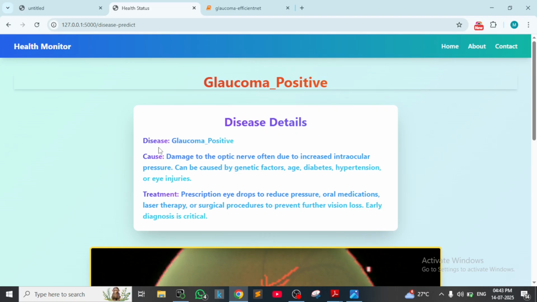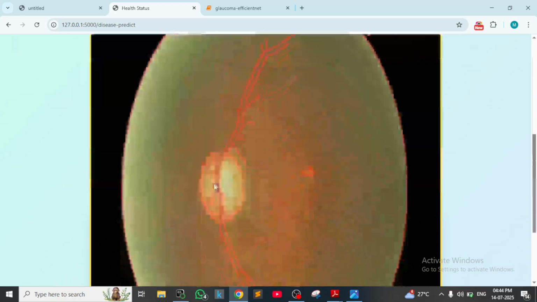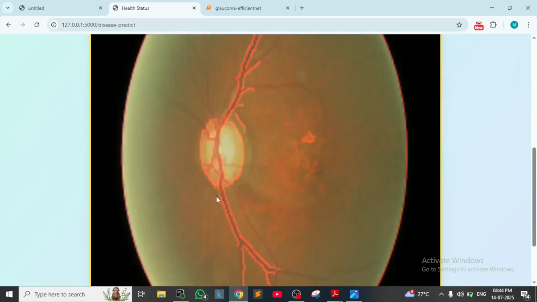Disease detail: glaucoma causes damage to the optic nerves, often due to increased intraocular pressure. It can be caused by factors like age, diabetes, hypertension, or eye injuries. Treatment is prescription eye drops to reduce pressure, oral medications, laser therapy, or surgical procedures to prevent further vision loss. Early diagnosis is critical. This is the image of the glaucoma disease.